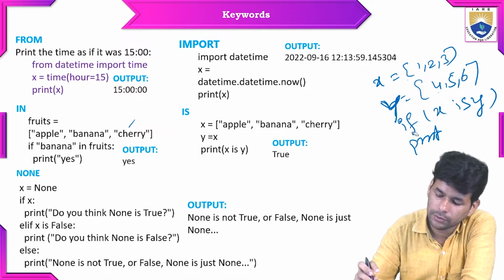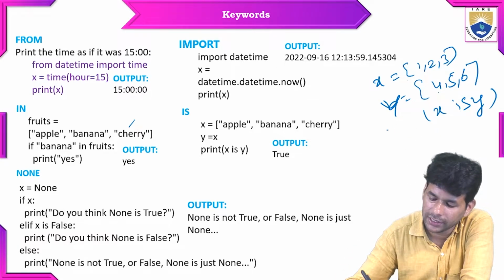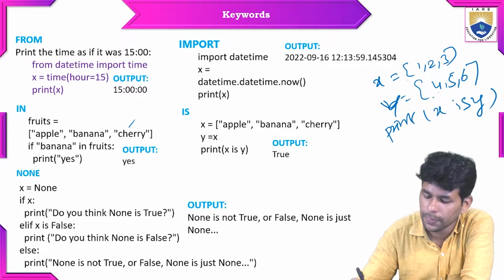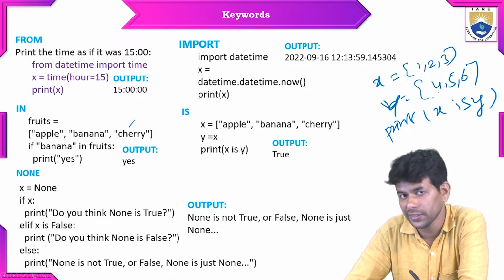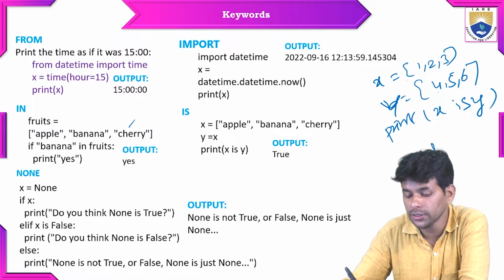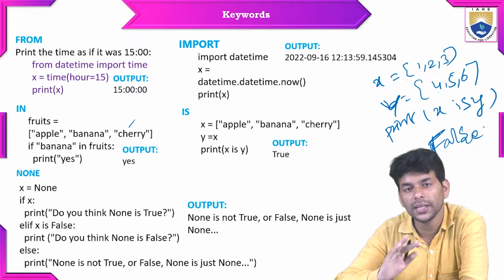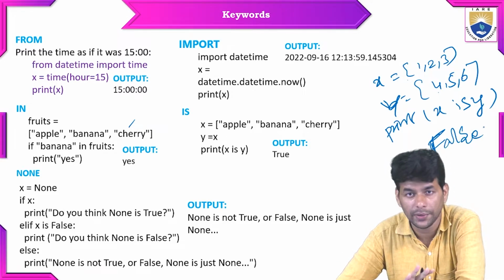Here we will write it, and directly we can write it like this also. So print of x is y. Then what happens? We will get the answer false. Why do we get false? The answer is very simple.